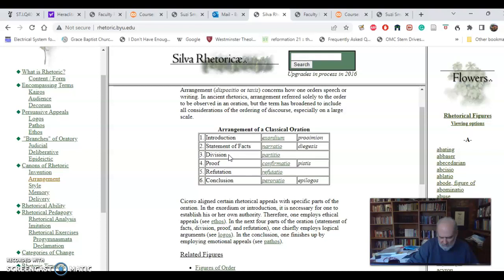Division is what are you going to say? So this is where you sort of give a brief outline of where you're going in your paper. And then here under proof, this is where you're actually going to make the arguments. This is where you're going to make your points. In a 5-paragraph essay, it's kind of like a body paragraph. But here's where you're going to make your points.